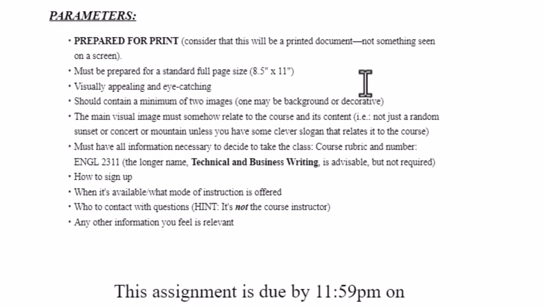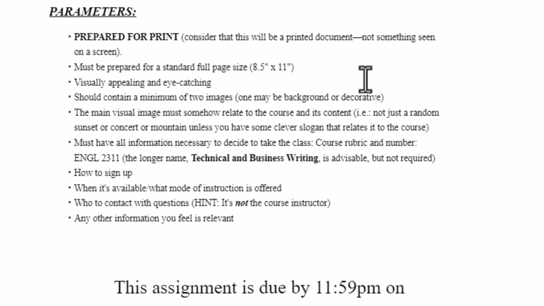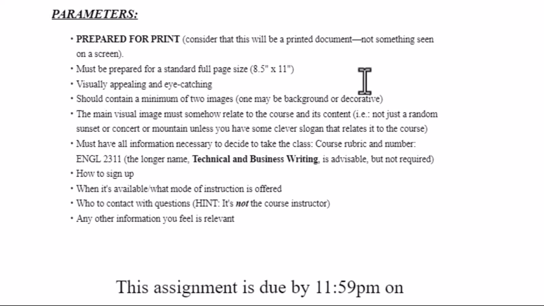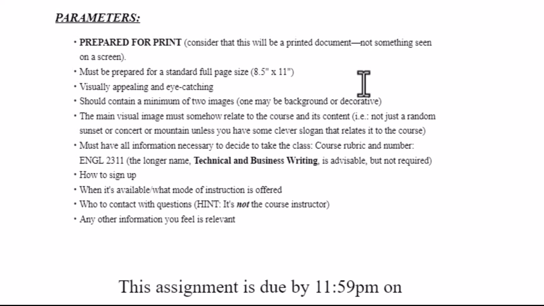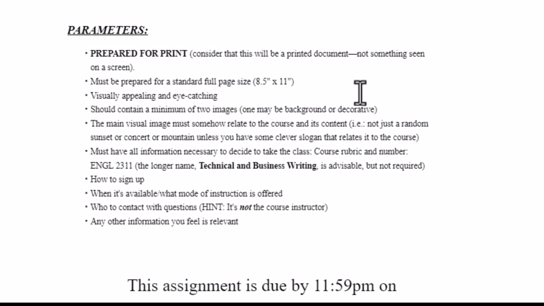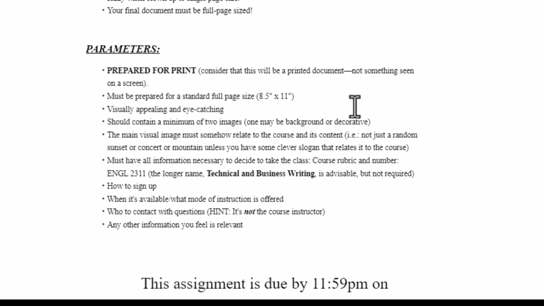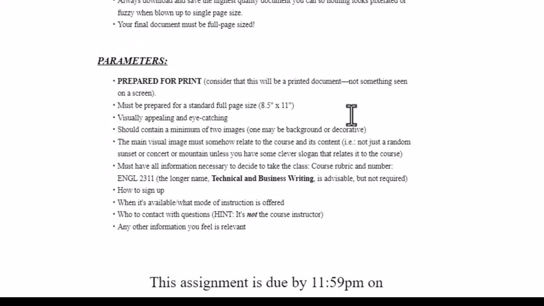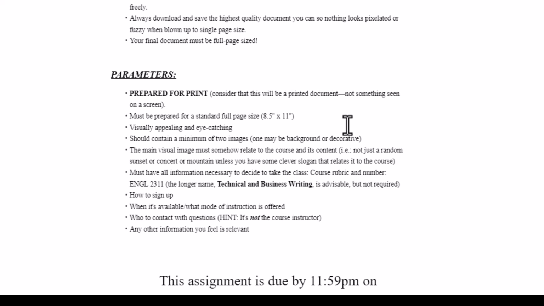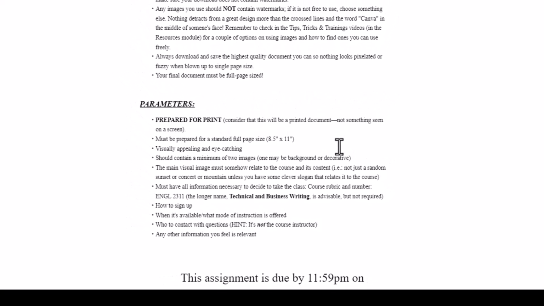Make sure that you have all the information that someone would need in order to decide to take the class, the course rubric and number, ENGL 2311, and the longer name, Technical and Business Writing. It's not actually required, but most people are not going to know what ENGL 2311 is. You also need to make sure to include how to sign up for the class, when it's available, what mode of instruction it's offered in, and who to contact with questions. Keep in mind that is not the course instructor. If you've had a question about a class you're taking here, who did you ask? You'll want to make sure that you include that information.